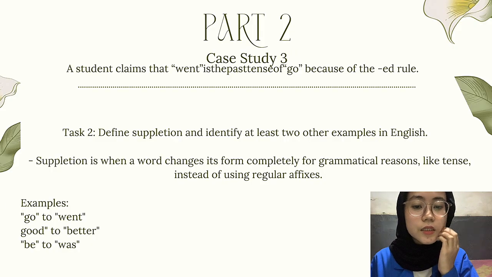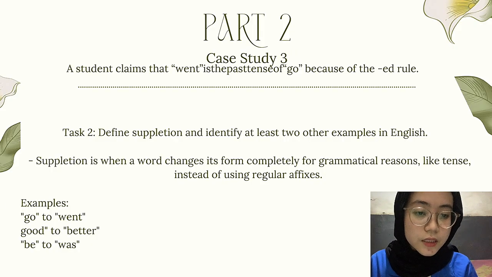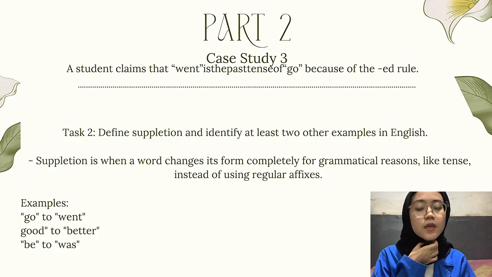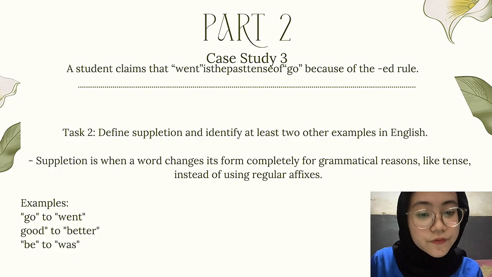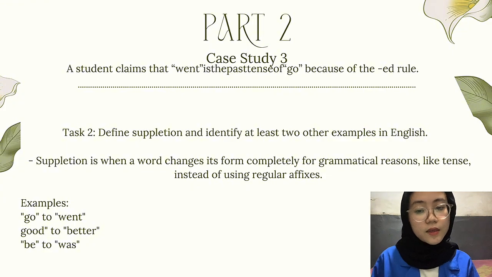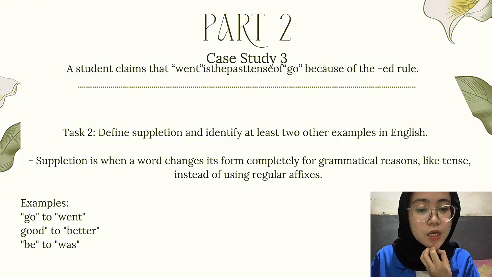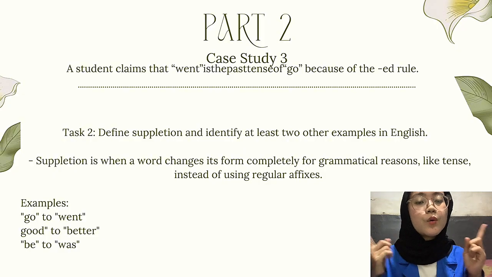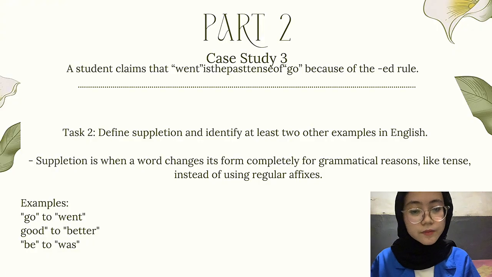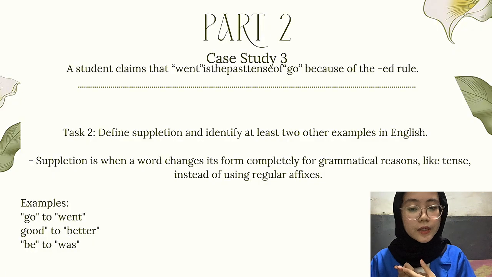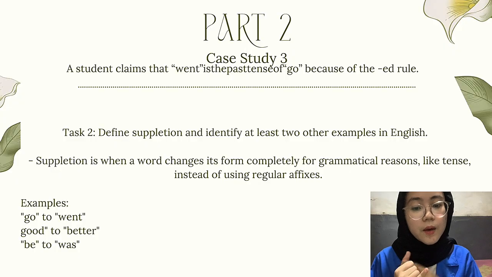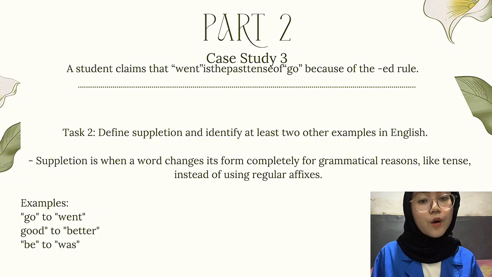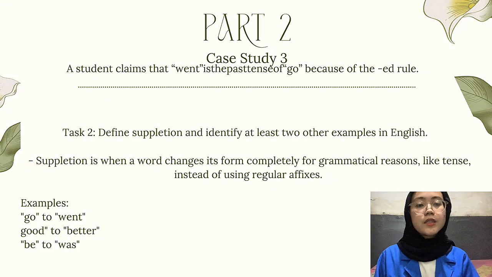And task 2 is to define suppletion and identify at least 2 other examples in English. So what is suppletion? Suppletion is when a word changes completely for a grammatical reason like tense, instead of using regular affixes. So it's not formed by using affixes, instead the whole word is replaced. So for example, go to went, good to better, be to was. So in suppletion, the forms of the words don't look similar at all, but the meaning and the function are still connected in our minds.